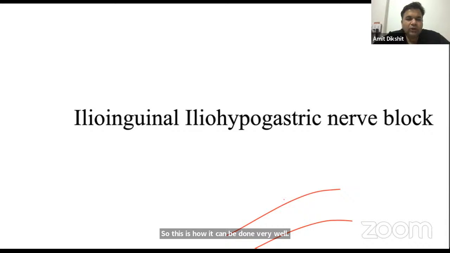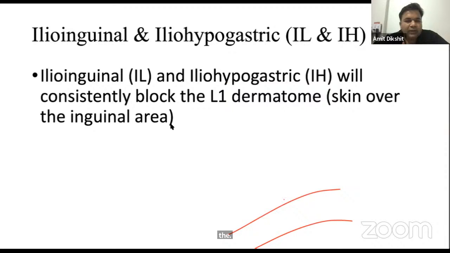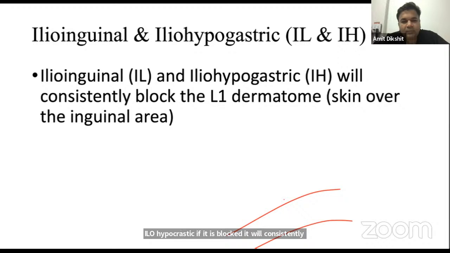Ilioinguinal iliohypogastric, again, is a very useful block, and it can be done near the ASIS. What we need to know is that if ilioinguinal iliohypogastric is blocked, it will consistently block the L1 dermatome, which sometimes can be missed with lateral TAP. So the skin over the inguinal area is definitely covered.